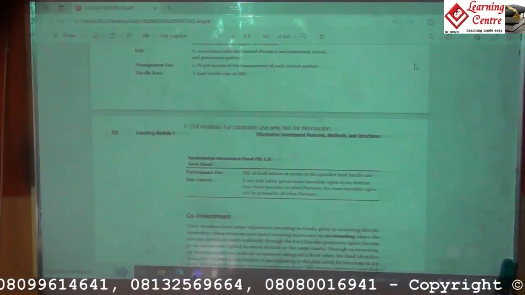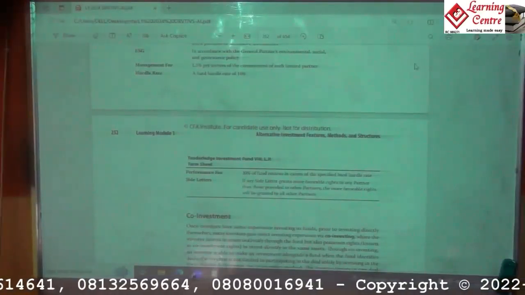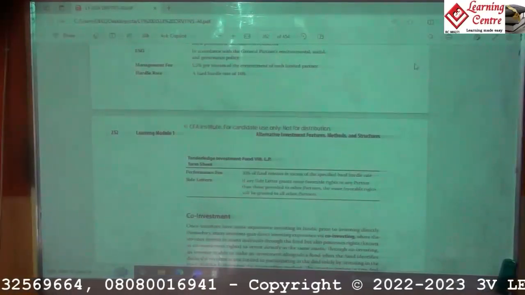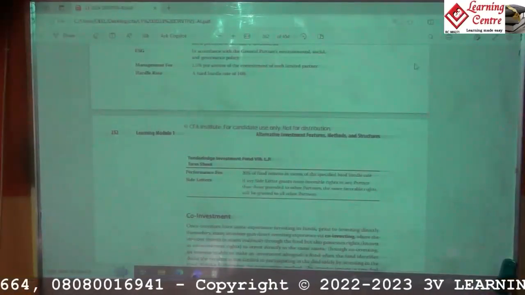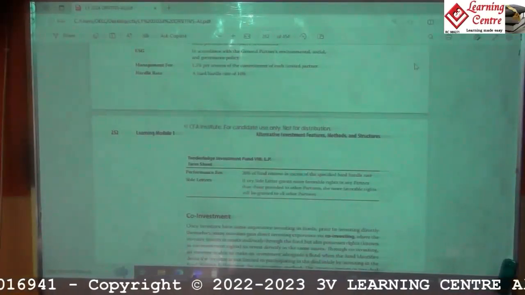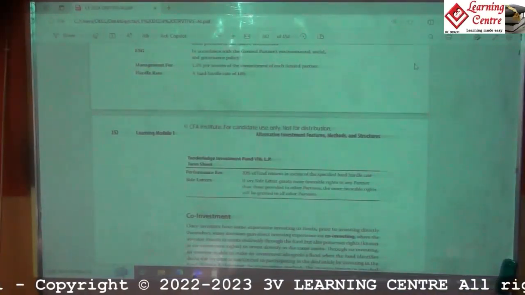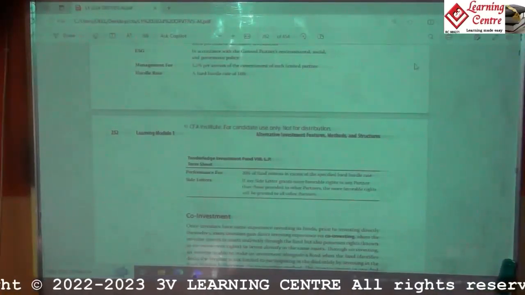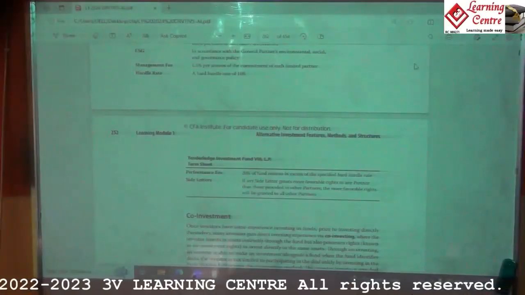As long as you exceed the capital. So there are other clauses which a limited partner can include in the general partner's agreement, this LPA, the limited partner agreement.